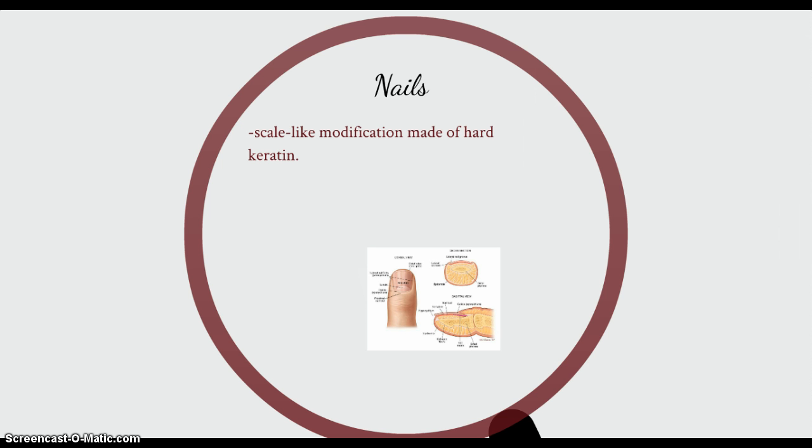Let's talk about nails. So they're scale-like modifications made up of hard keratin, and the nail matrix is responsible for nail growth, and we'll learn what the nail matrix is later. Its purpose really is to be used as tools to pick up things. There's really no other physiological purpose.